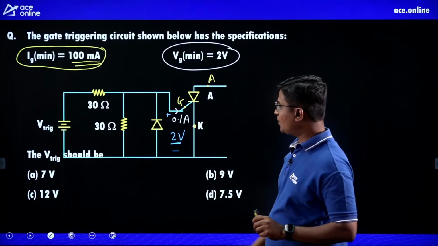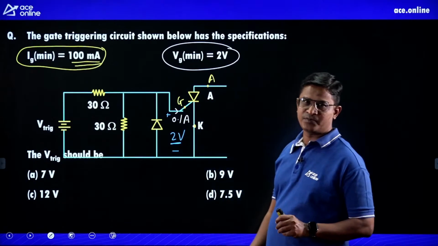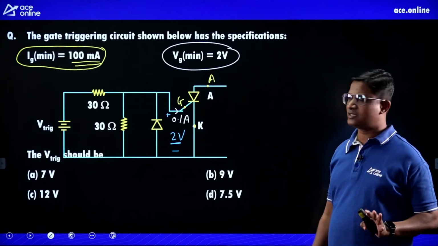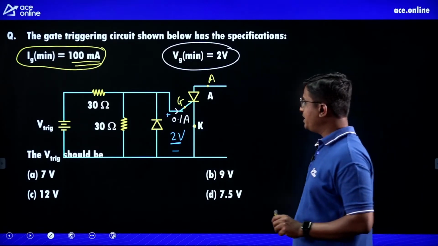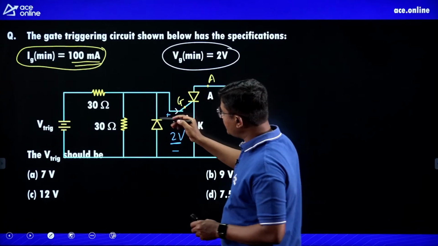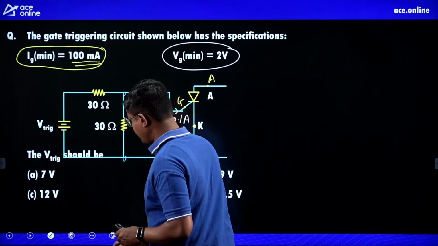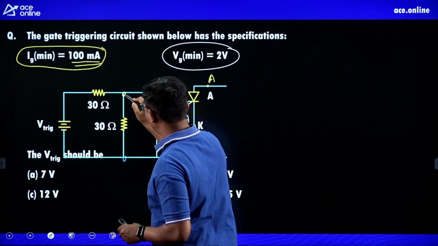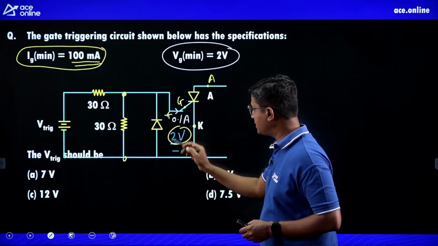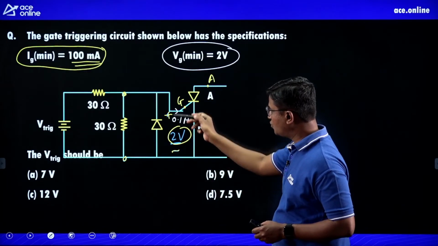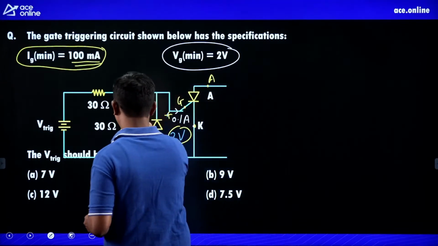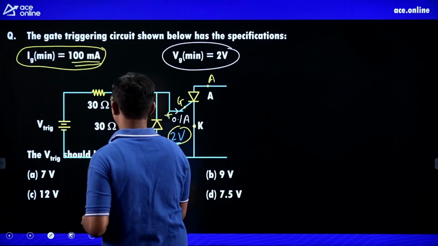And now they are asking what is the V trig value. It is a simple network theory problem, network analysis, right? Electrical circuit analysis problem. That's it. Now tell me, if this voltage here is 2 volt, then what about the voltage across this 30 ohm resistor? If this is 2 volt here, this is plus and here it is minus. If this voltage is 2 volt, the voltage across this 30 ohm resistor is also 2 volt, right? So can I say that this voltage is also equal to 2 volt?